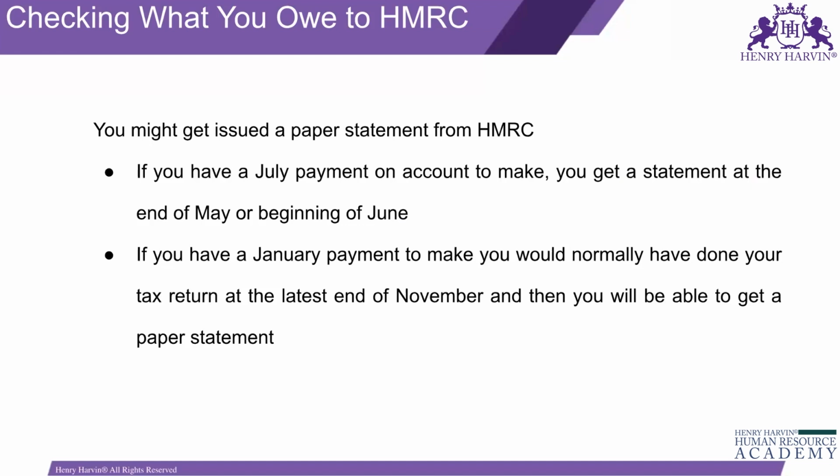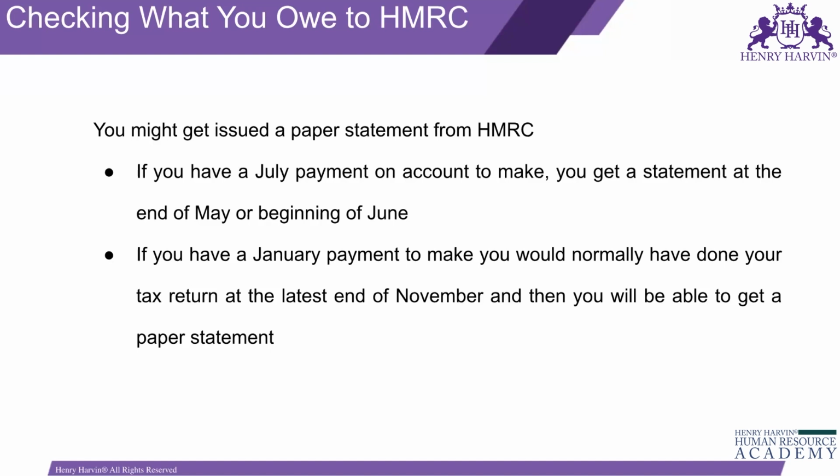So, checking what you owe to HMRC, you might get issued a paper statement from HMRC, that is an employee. If you have a July payment on account to make, you get a statement at the end of May or beginning of June. Or it is for a company as well. If you have a January payment to make, you would normally have done your tax return at the latest by the end of November, and then you will be able to get a paper statement. So there are two payments, as I said. A half yearly payment you can do, and annually also it could be done.